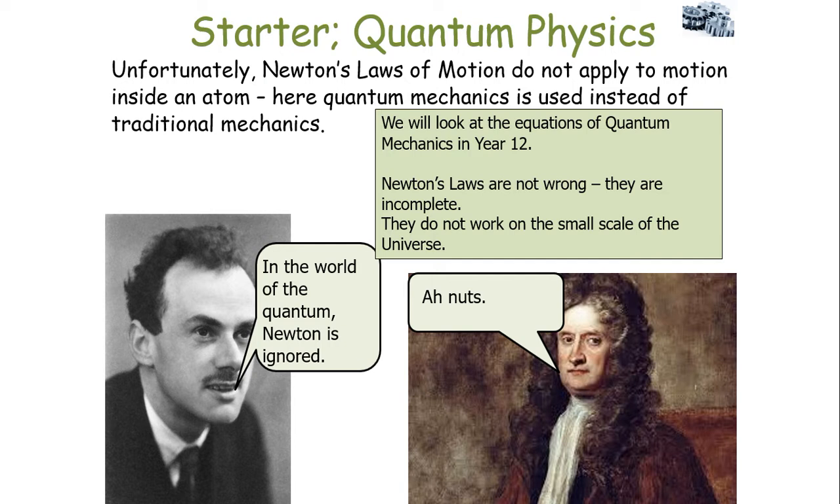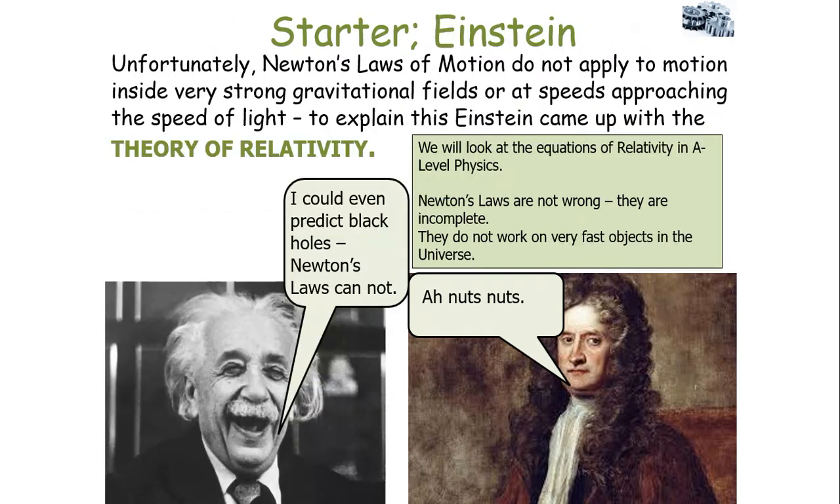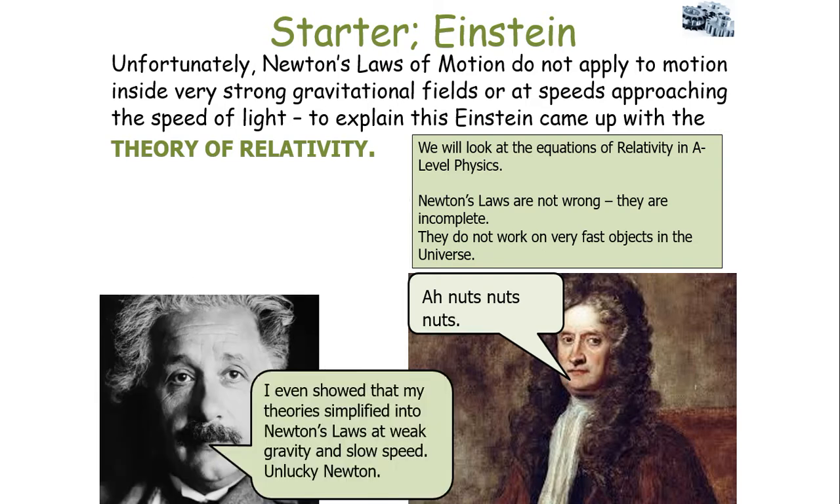Now, just to clarify, Newton's laws of motion do not apply to motion inside an atom. Here we use something called quantum mechanics, which is what we would look at in A-level physics. Now again, Newton's laws are not wrong, they're just incomplete. They don't work on the small scale of the universe. And again, unfortunately, Newton's laws of motion do not apply to motion inside very strong gravitational fields or speeds approaching the speed of light. So we had to come up with a new theory to replace this, the theory of relativity. So again, it's not because Newton's laws are wrong, they're just incomplete. They only work on everyday objects, not very fast objects. But we'll look at the equations of relativity in A-level physics. Now, basically, even the theory of relativity can be simplified into Newton's laws of weak gravity and slow speed.